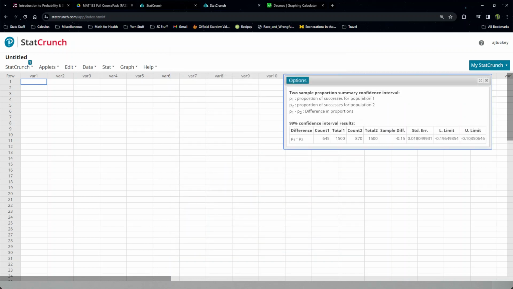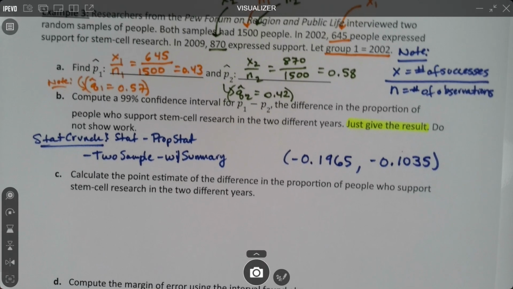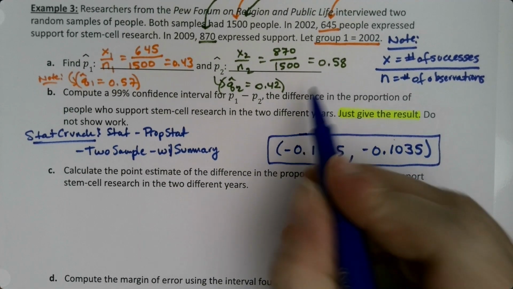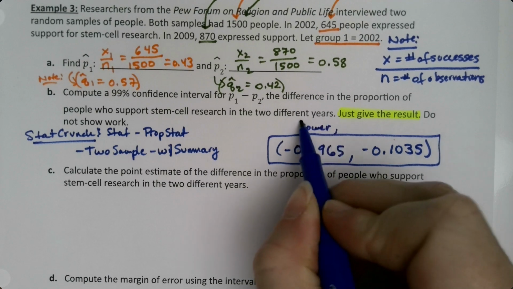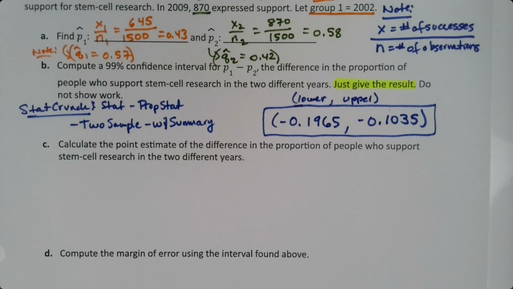You just click Compute. And the confidence interval itself is the lower and upper values. So we have a negative 0.1965 and a negative 0.1035. Okay, I'm writing those down so that when I bring up the camera, there they are. It's done. That's it. That's your confidence interval. Right, a confidence interval is always a lower and then an upper number. No formula, no substitution, nothing.